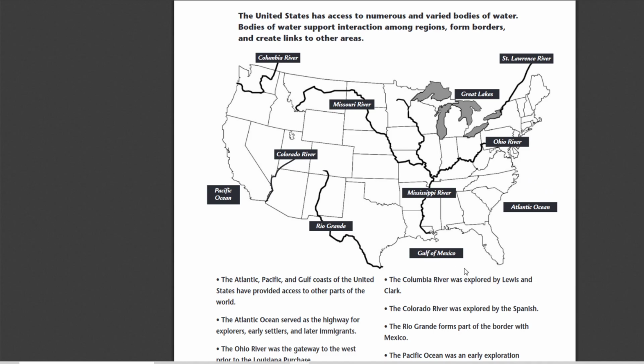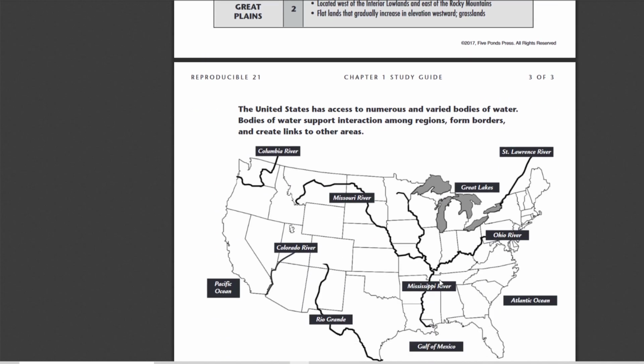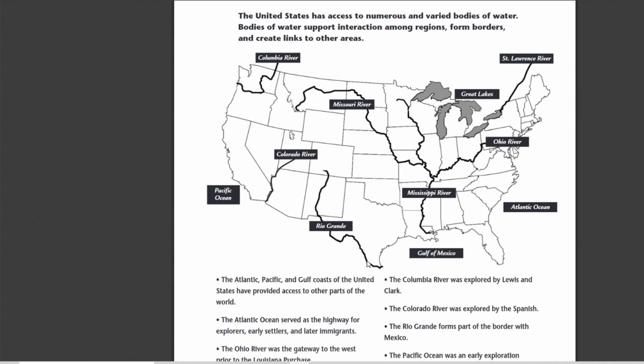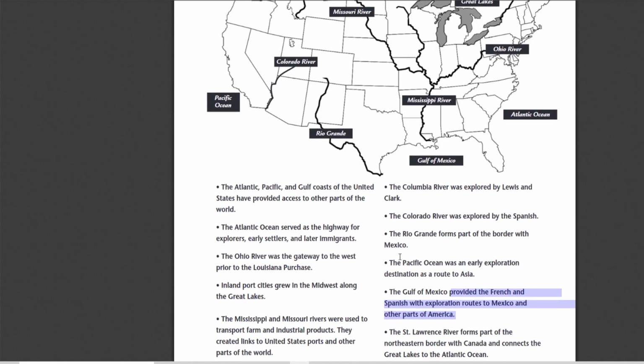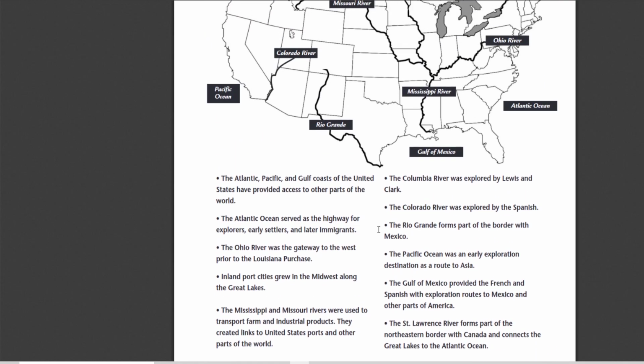The Gulf of Mexico, let me just pull it up here, provided the French and Spanish with exploration routes to Mexico and other parts of America. Then we've got the Rio Grande, which separates Texas from Mexico, and the Colorado River, which carved the Grand Canyon. And I'll just pause it there for you for a second.